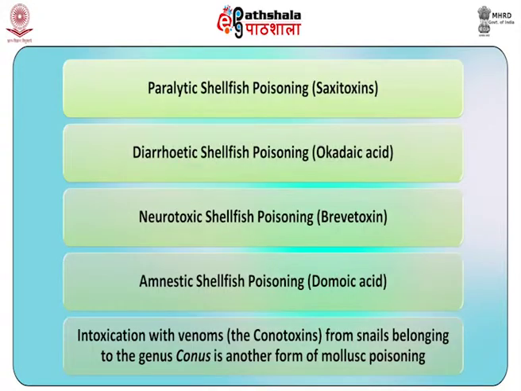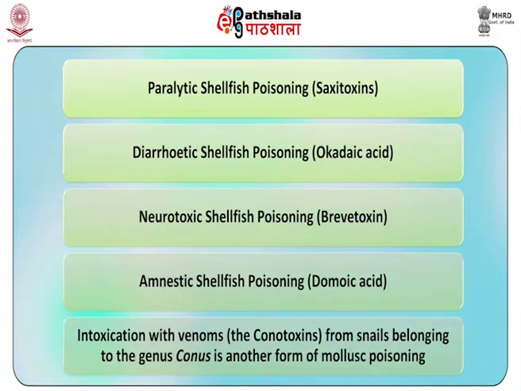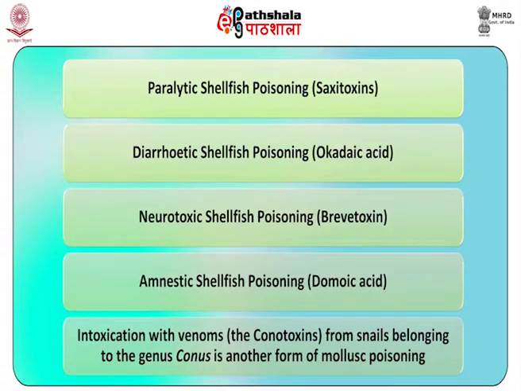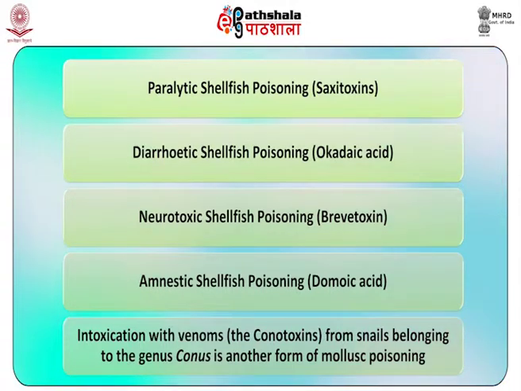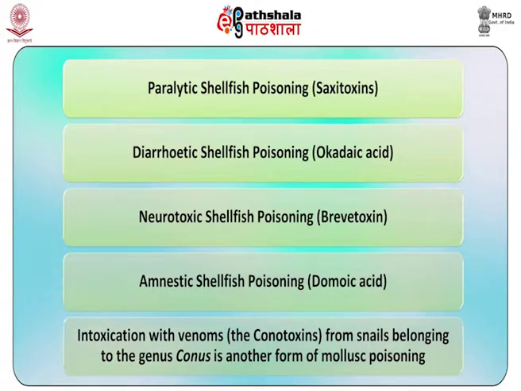Then we have paralytic shellfish poisoning or the saxitoxins. Next is the diarrheic shellfish poisoning or okadaic acid. Next is neurotoxic shellfish poisoning or brevetoxin, amnestic shellfish poisoning or domoic acid, and lastly the intoxication with venoms, that is the conotoxins from snails belonging to the genus Conus, another form of mollusk poisoning.